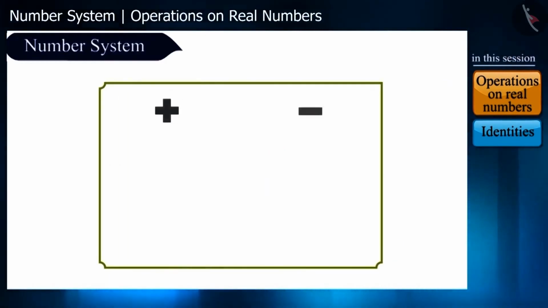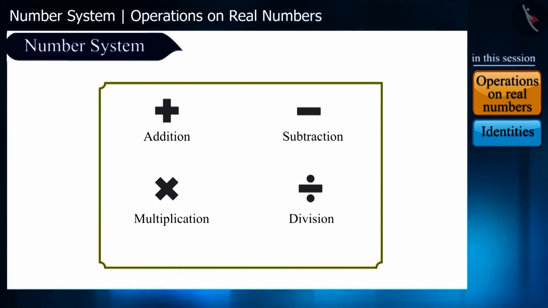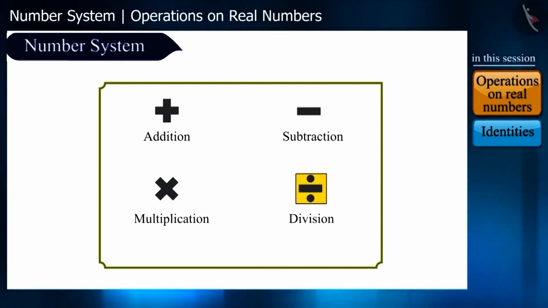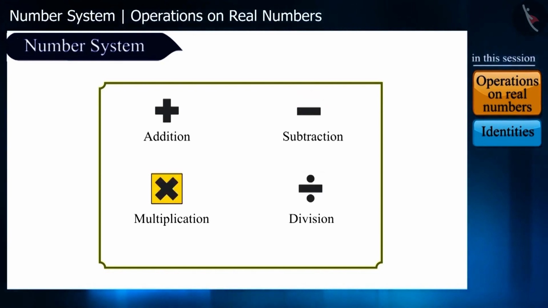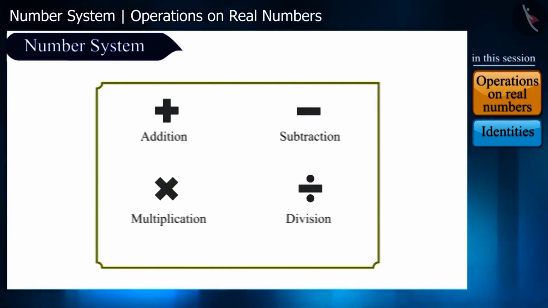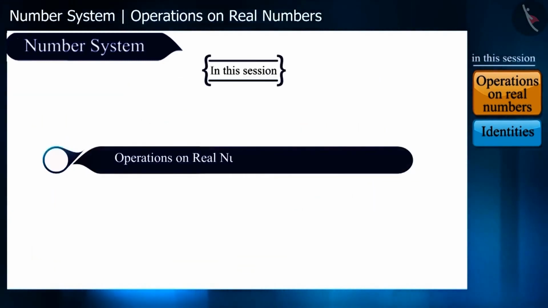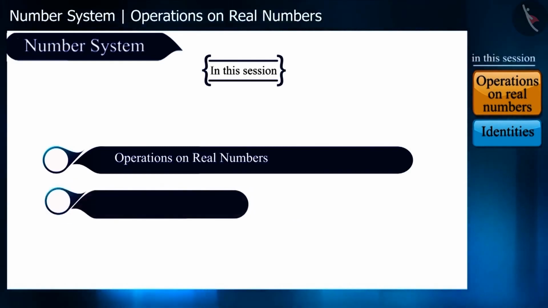Friends, basically we are familiar with four operations, namely addition, subtraction, multiplication and division. These operations help us to establish relationships between numbers. Today, we will discuss operations on real numbers and some identities.